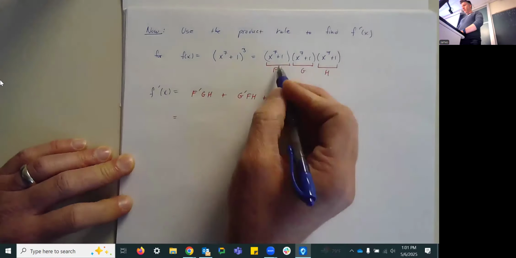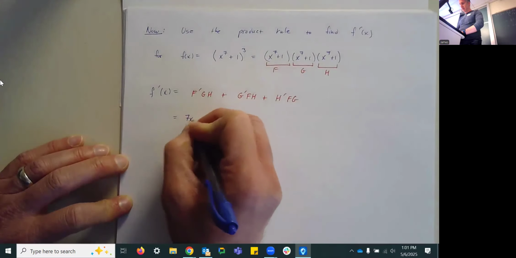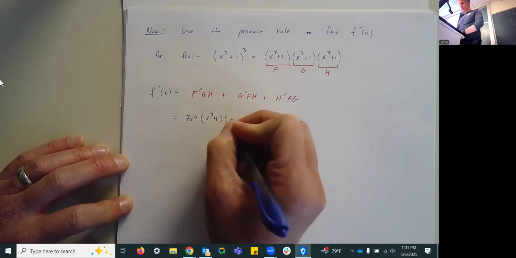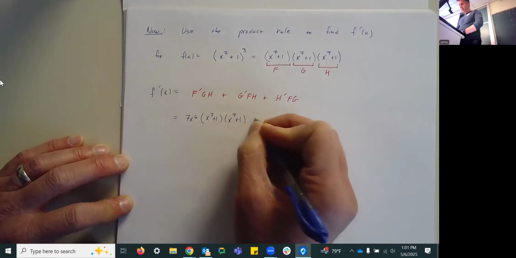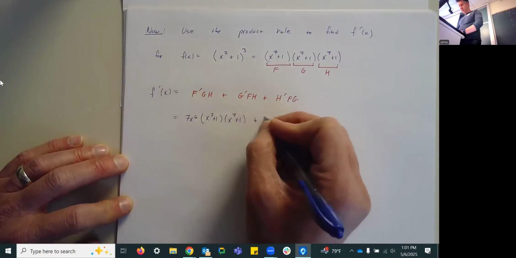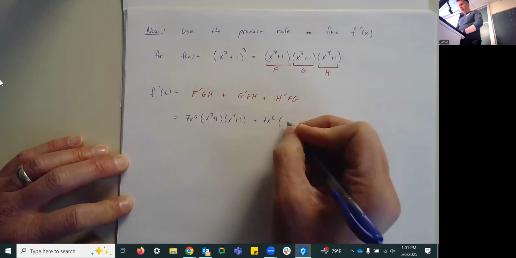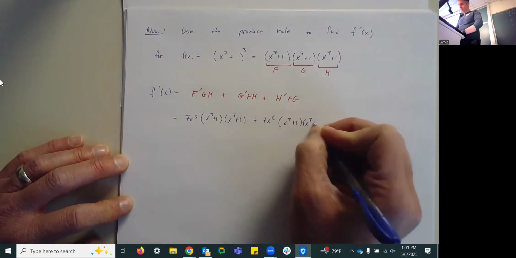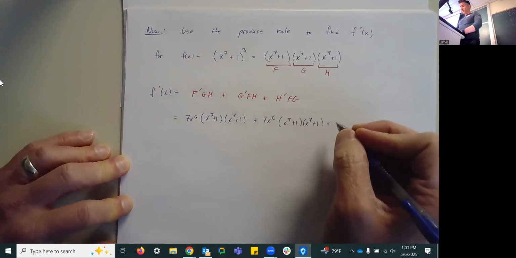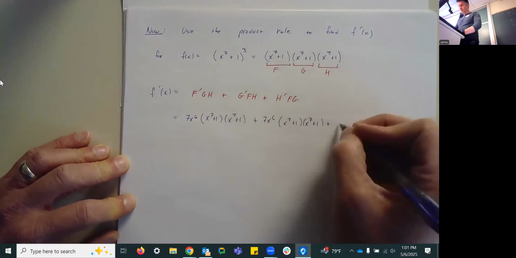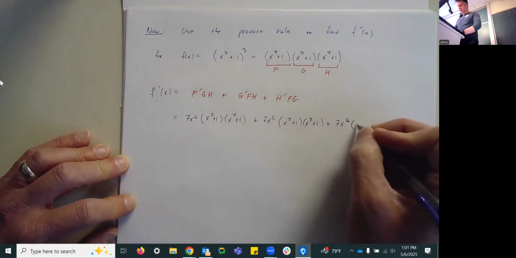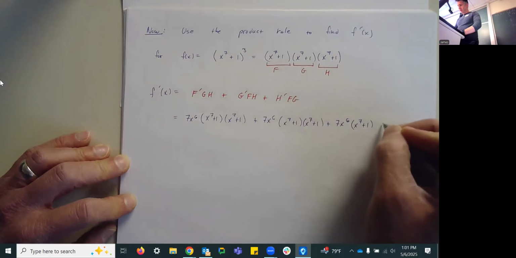The derivative of F is 7x to the 6th times G, which is x to the 7th plus 1, times H, which is x to the 7th plus 1, plus the derivative of capital G, which is 7x to the 6th, times F, which is x to the 7th plus 1, times H, which is also x to the 7th plus 1. Plus, I think the last part's going to look the same. The derivative of H is also 7x to the 6th, multiplied by F, which is x to the 7th plus 1, times G, which is x to the 7th plus 1.